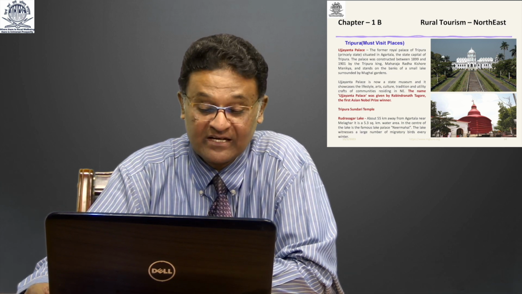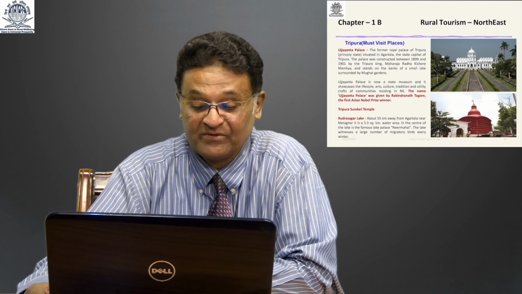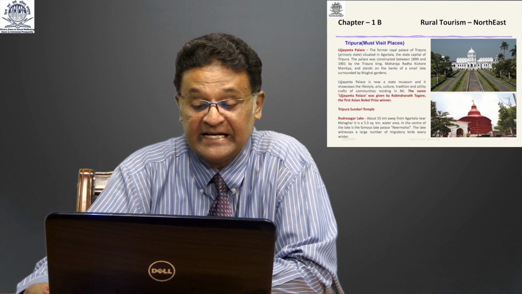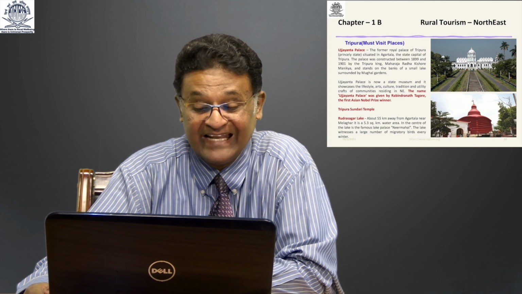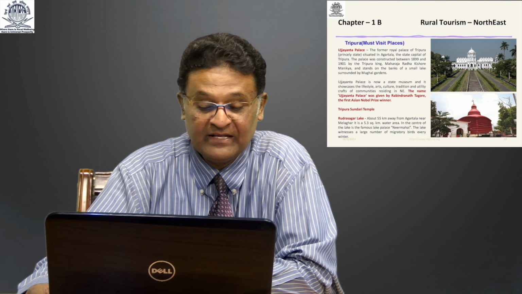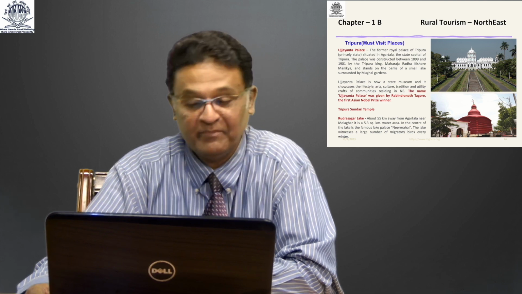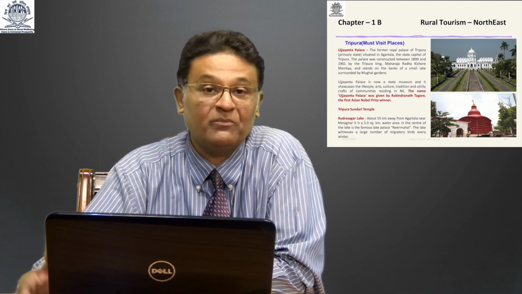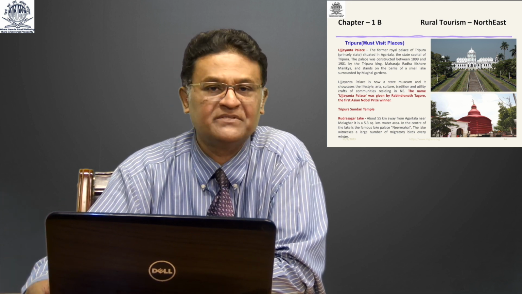Then we have the Rudrasagar lake, about 55 kilometers from Agartala near Melaghar. It is 5.3 square kilometers in water area. At the center of the lake is a famous lake palace called Neer Mahal. The lake witnesses a large number of migratory birds every winter. This is about the entire Tripura. There are many more places, but these are the standard visiting places in Tripura.